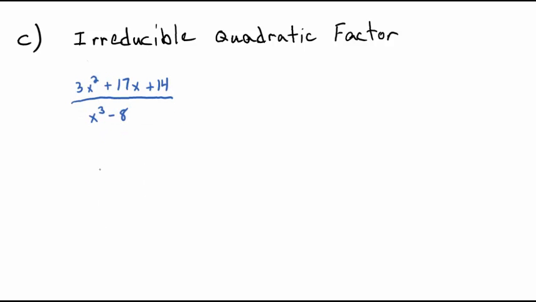Start out the same way we did in the others. Numerator stays the same, 3x squared plus 17x plus 14. Does anybody remember how to factor x cubed minus 8? That one's x minus 2. It's got a binomial factor and a trinomial factor. So x minus 2 is the first one, and then you square the x: x squared. Plus. When it's minus here, it's plus here.